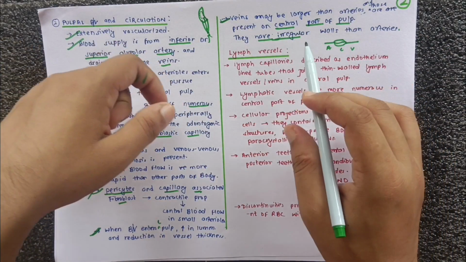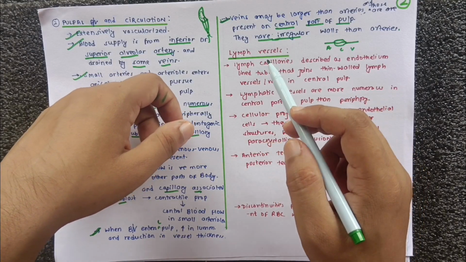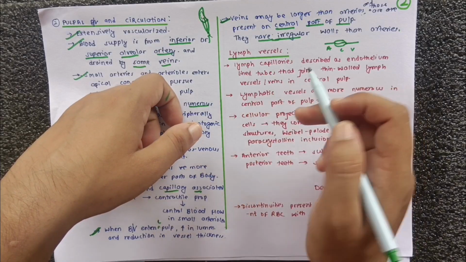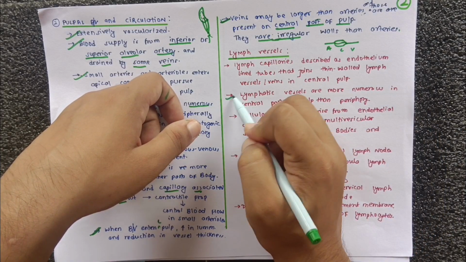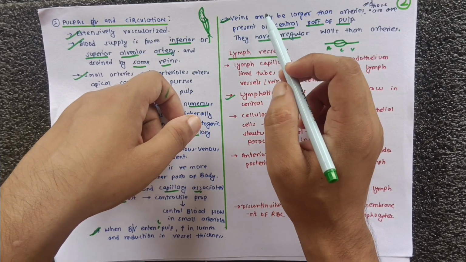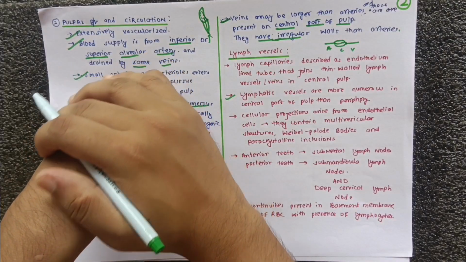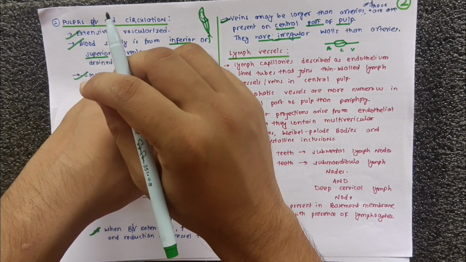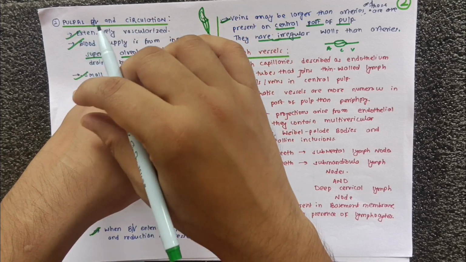After completing the blood vessels, we will move to the lymph vessels. First of all, lymphatic vessels are more numerous in the central part of the pulp than in the periphery. So it is a bit similar to the veins. The function of the lymph vessel, I think you know from general physiology: it takes up the interstitial fluid.